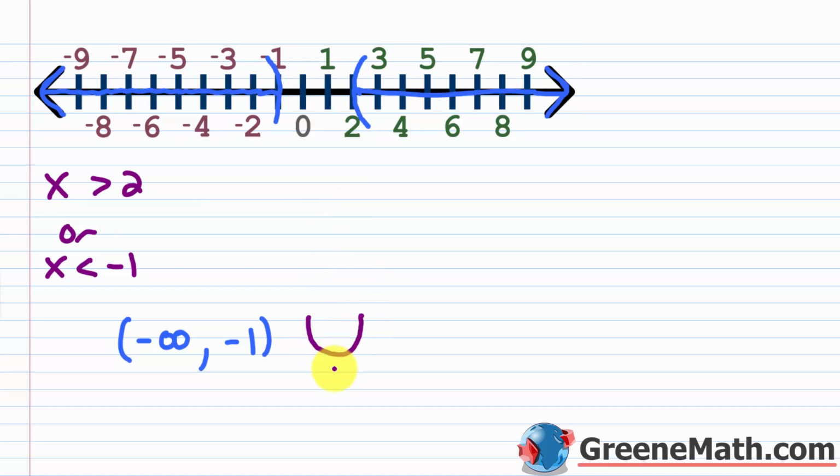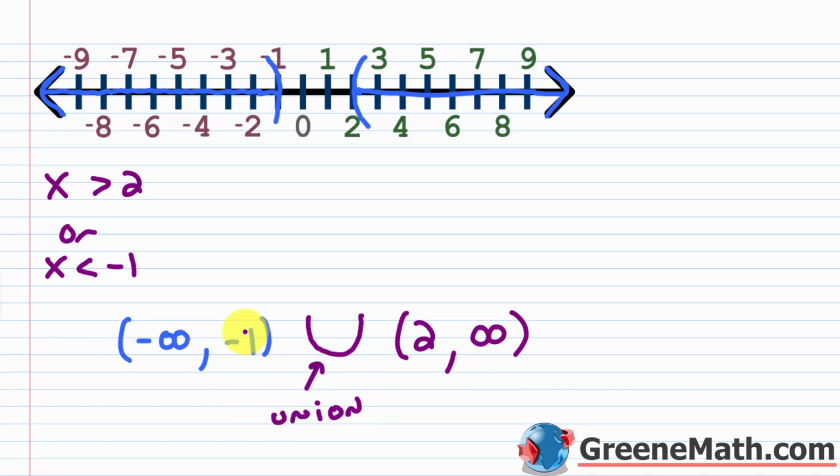Again, looks like a U. It's not a U, but it looks like one. And then I'm going to look at the solution on the right in terms of the number line. So it's going to start with any number greater than 2. So I'm going to put a 2 next to a parenthesis, and then comma, it goes out to positive infinity, okay?